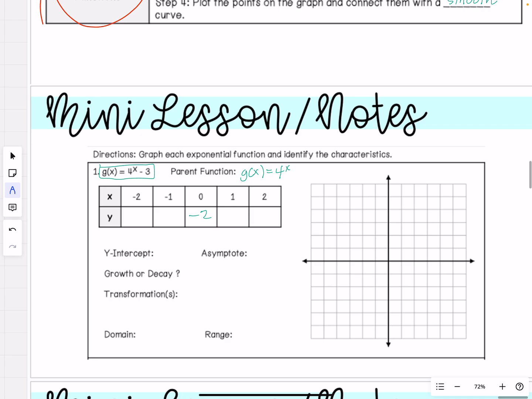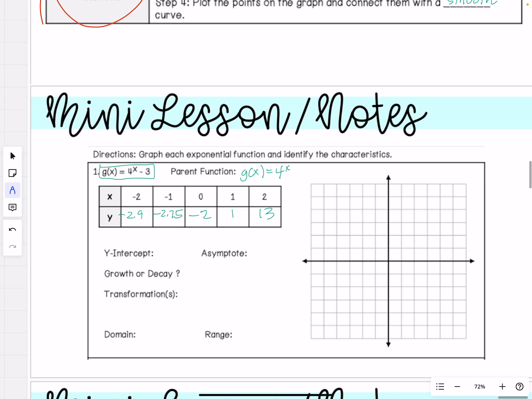And then 4 to the first power is 4 minus 3. It's going to be 1. And 4 squared is 16, minus 3 is 13. So 4 to the negative 1 is 1/4. Minus 3 is going to be negative 2.75. And 4 to the negative 2 is going to be 1/16. Minus 3 is going to be minus 2 and 15/16. So I think that's going to be about negative 2.9. All right, and you can use your calculator to get those values.